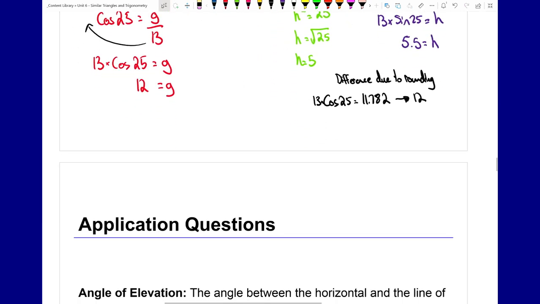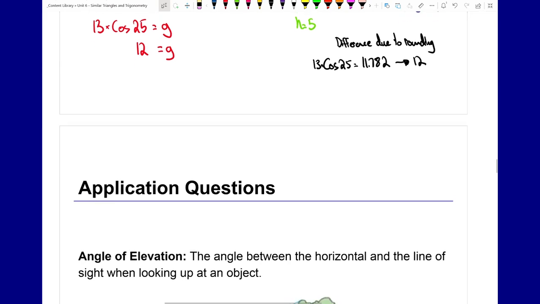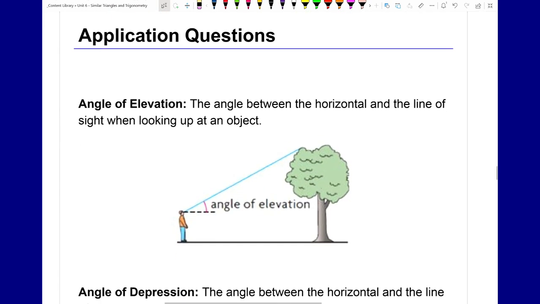So moving on from solving triangles, we're going to be looking at application questions. With application questions, there are some terms that may come into play that we might not have heard before, but they do relate to the angles in the triangles that we're going to be solving, or the scenarios we're going to be dealing with.